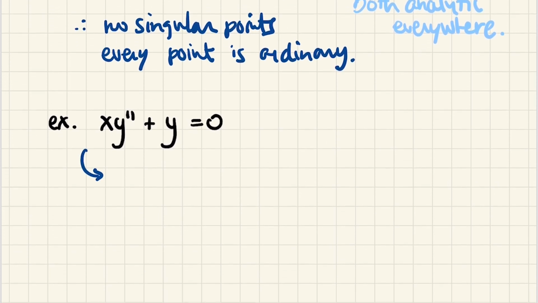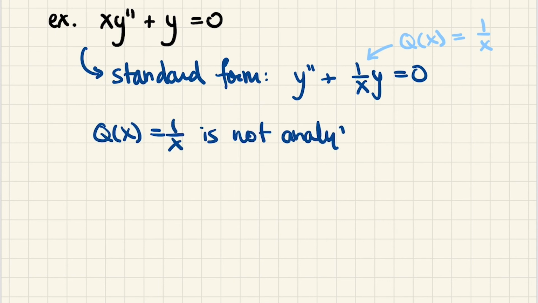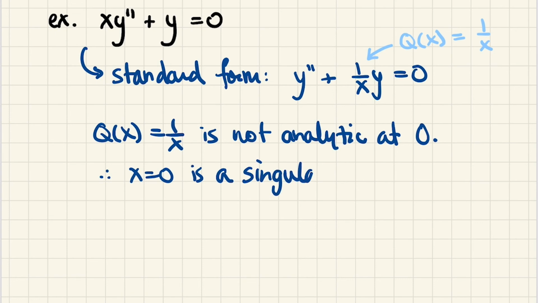Well, this one's not quite written in standard form. So let's divide by x, and we're going to have y double prime plus 1 over x y equals 0. And you can see here that we have a q of x, which is 1 over x. Now, q of x is not analytic at 0. In fact, 0 is not even in its domain. So we have x equals 0 being a singular point of this differential equation.